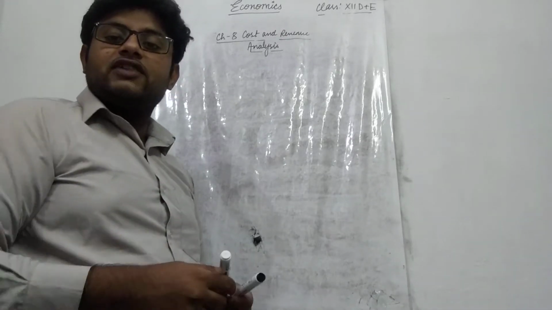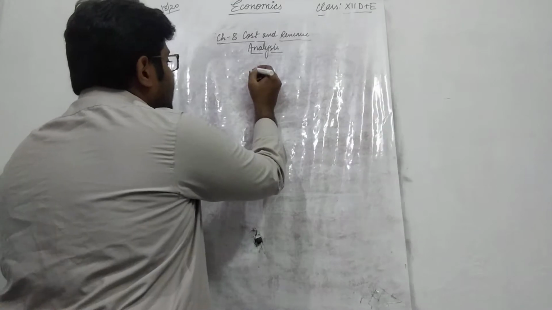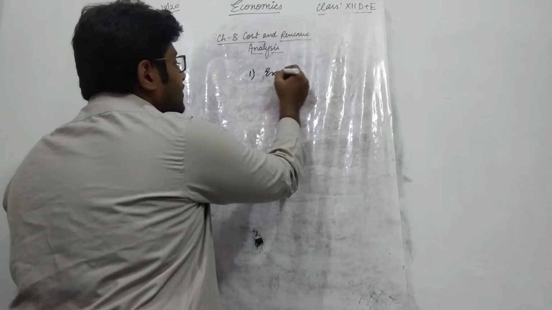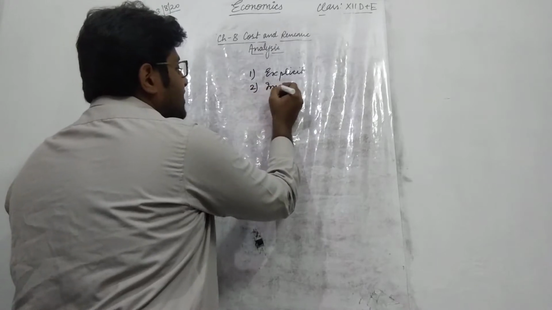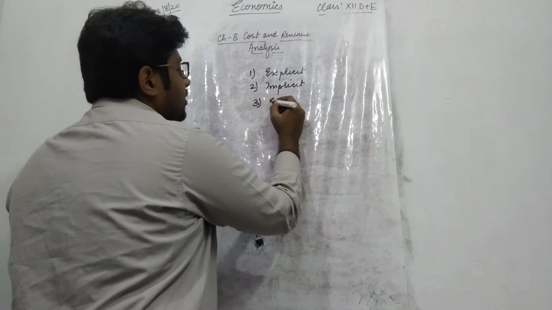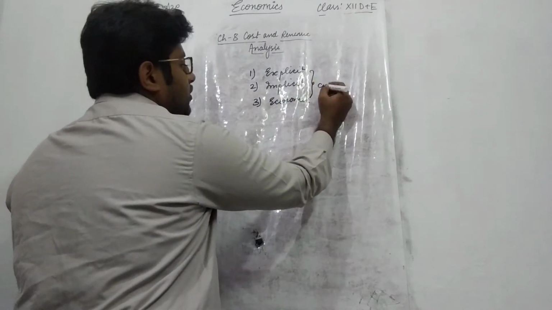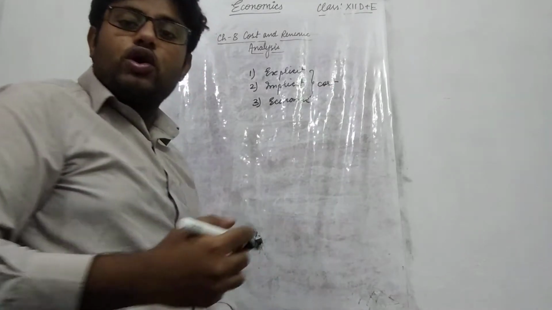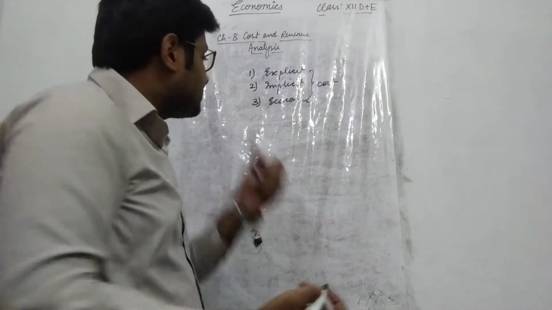We were discussing the different concepts of cost yesterday, and we are done with the explicit cost we have discussed yesterday. We have discussed implicit cost, and we have discussed economic cost. Okay, all these costs we have discussed. Few more concepts of cost were left that we have to discuss.